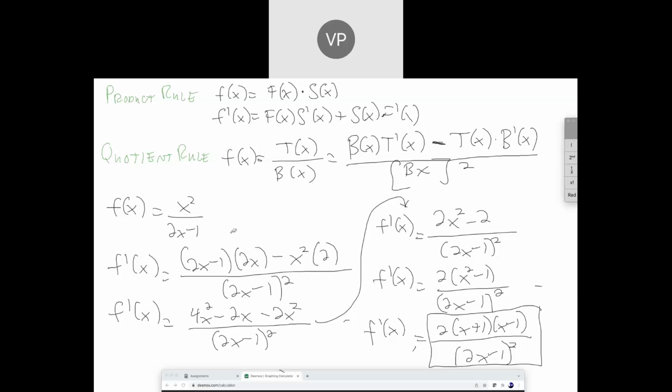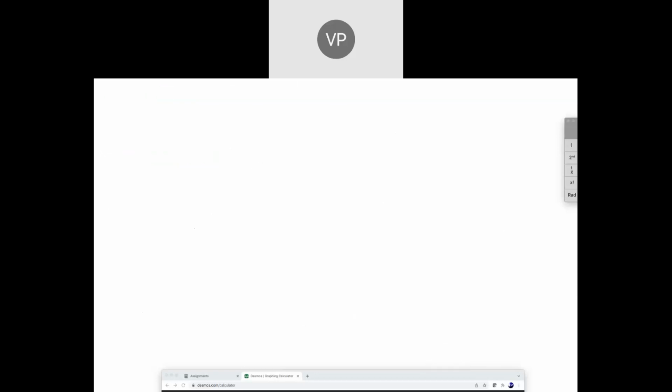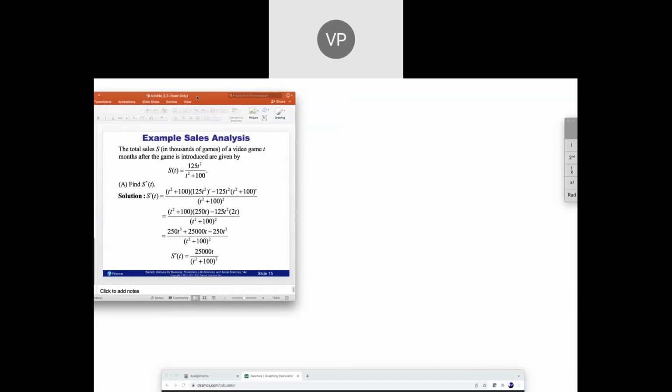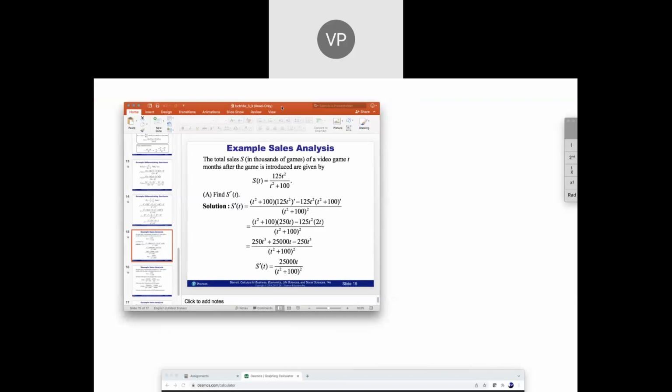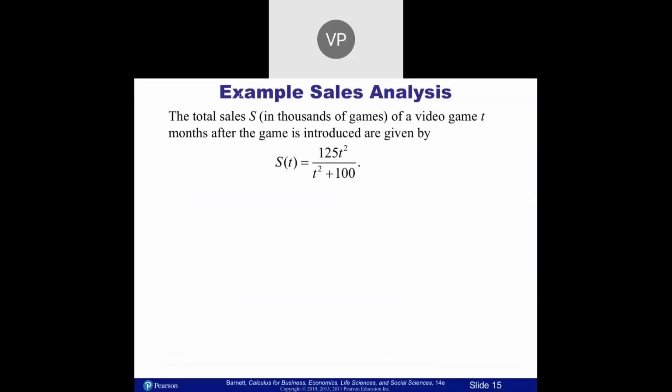Let me do a word problem here just to kind of give an example. Then I'm going to go right in the homework. So I like to do this section just by example mostly because that's where everyone seems to understand this a little bit more. So total sales S of a video game T months after the game is introduced are given by this formula. S of T equals 125T squared all over T squared plus 100. So they want us to find the derivative, S prime of T.